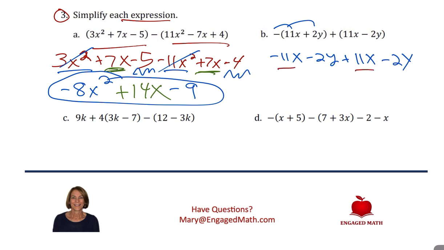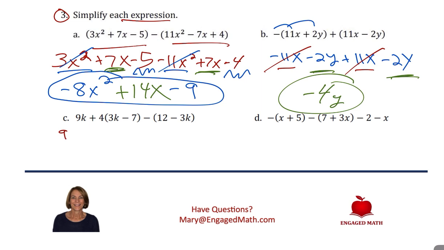Negative 11x and positive 11x, 0, done. But be careful with the next one. A lot of people want to say that this just cancels, but they're both a negative 2y. So our final answer here is negative 4y. All right, let's go to C.